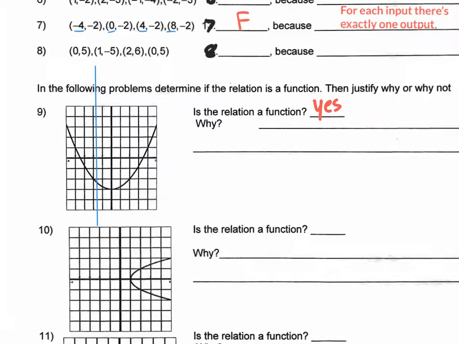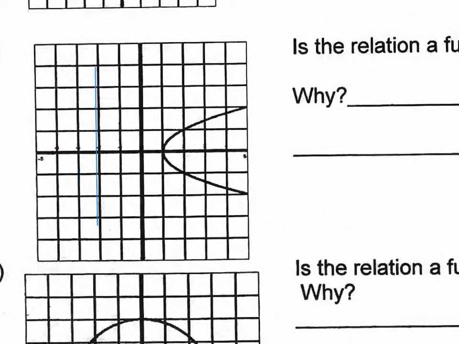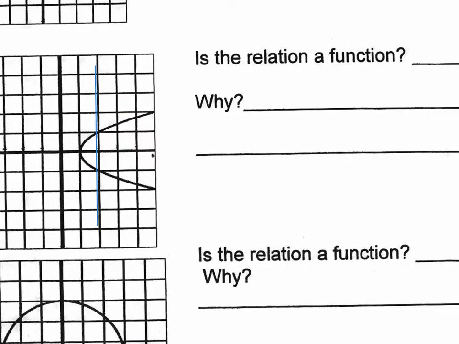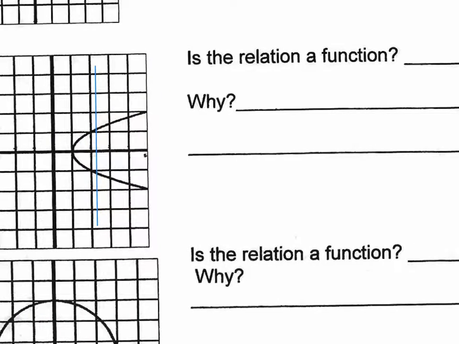Is a relation a function? Yes, it is. It's a function. Why? Passes vertical line test. Number 10. Is this a function? No. It's a relation. That's right. Why? Because it fails the vertical line test.